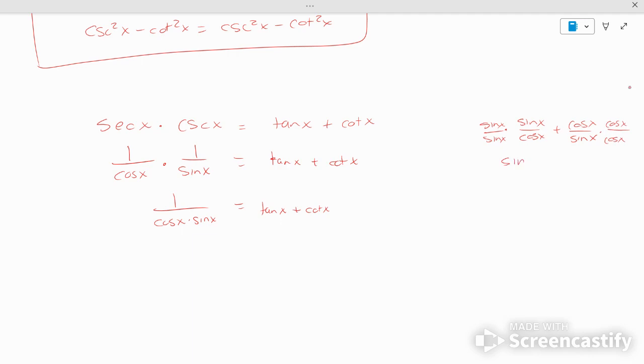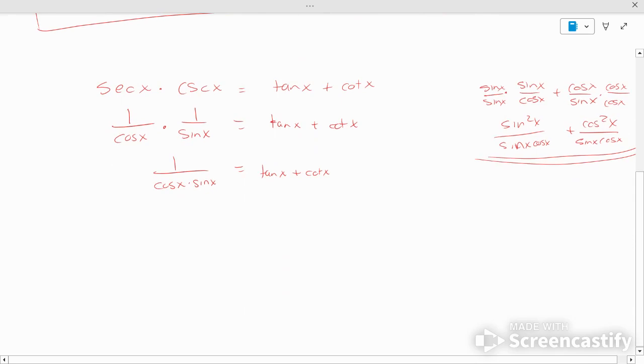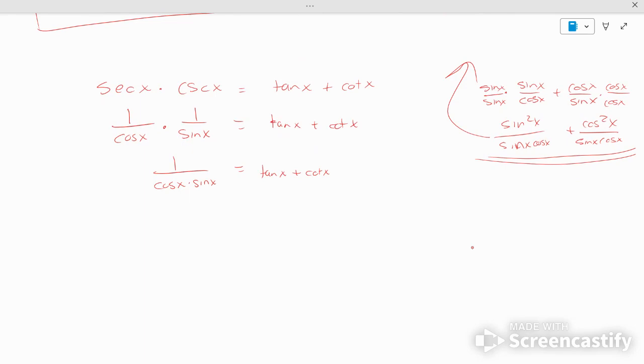So then I'd get sine squared of x over sine of x cosine of x plus cosine squared of x over sine of x cosine of x, correct? And what's sine squared plus cosine squared? 1. So I have to take this, which is 1 over sine of x cosine of x, and work backwards. So this 1 on top here is going to become what? Well, it's going to become sine squared of x plus cosine squared of x.